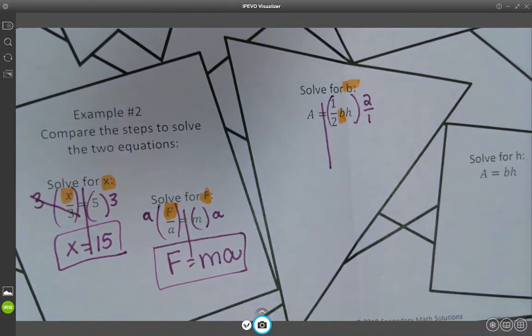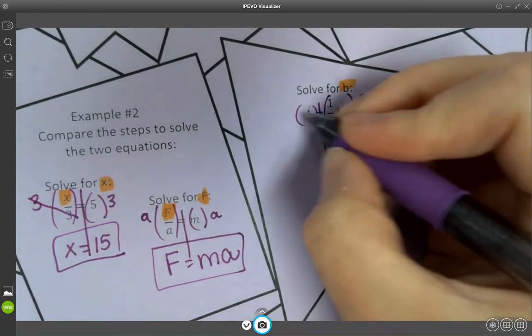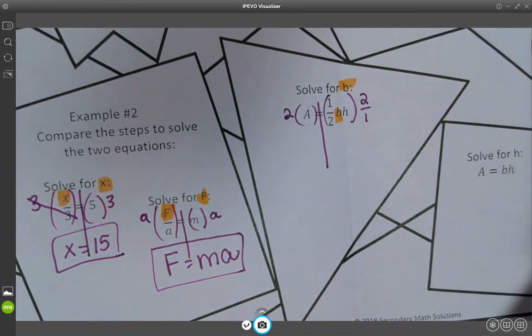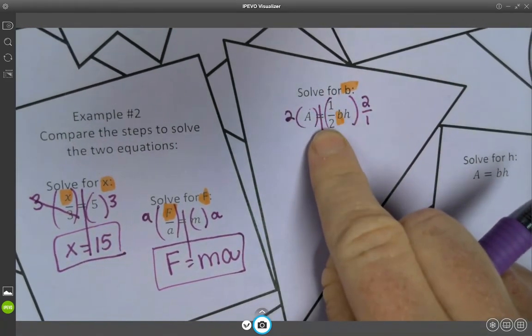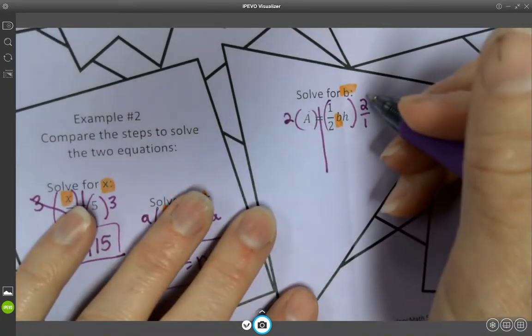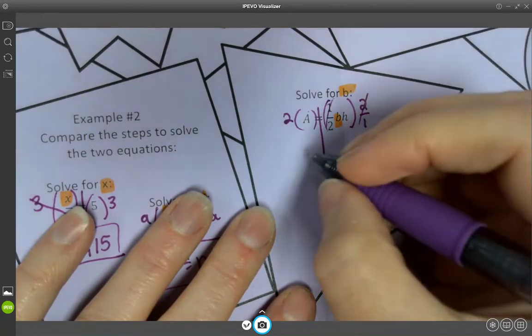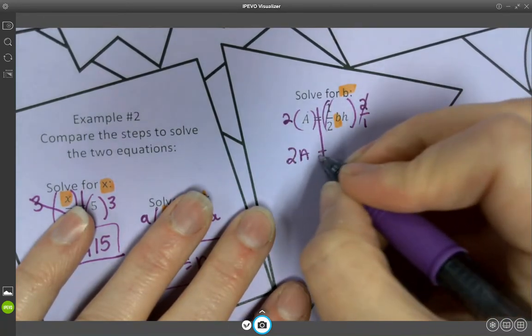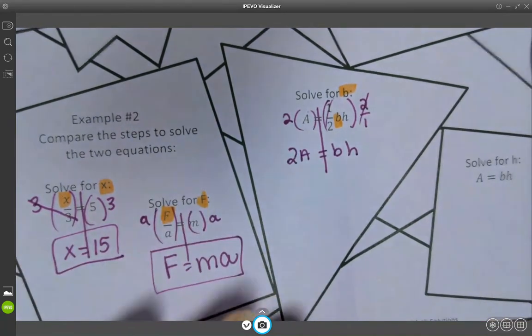Because 1 over 2 times 2 over 1 equals 1. The reciprocal. 1 over 2, the opposite would be 2 over 1. Remember, you're always doing opposite. So this and this cancel, and you're left with 2a equals bh.